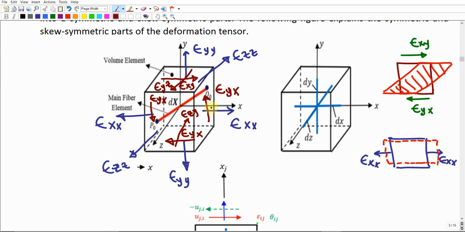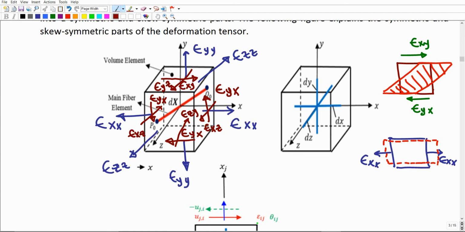And the same thing, we're going to have here one component that is perpendicular to this direction, so this is going to give us the epsilon xz, and in the opposite direction we're going to have the epsilon xz or zx component. So these are the 6 components, how they are represented over a volume element, and this is what you covered or studied in the mechanics of materials class.